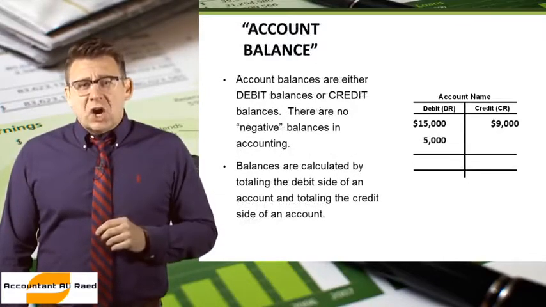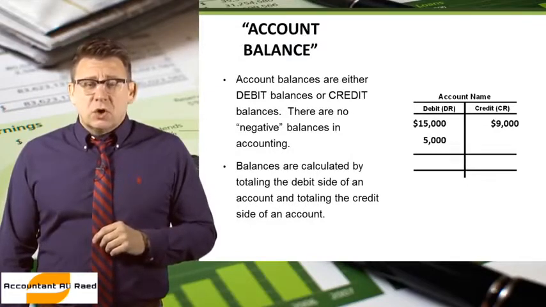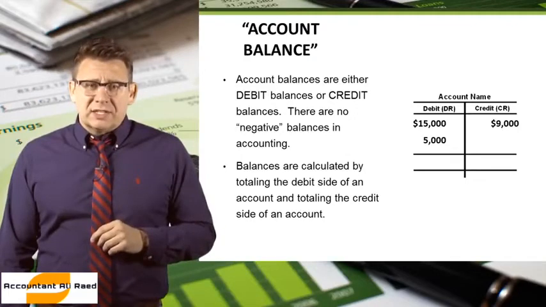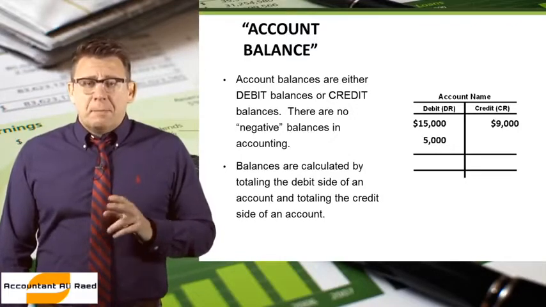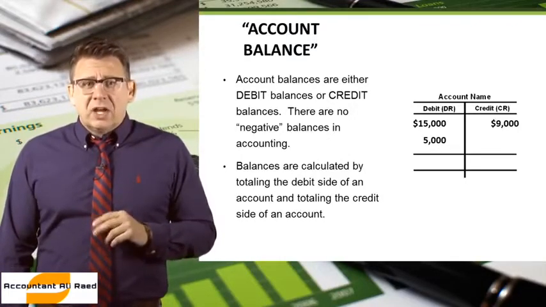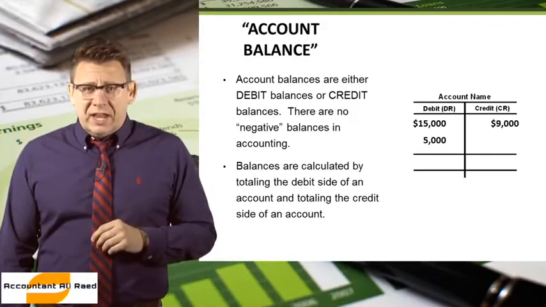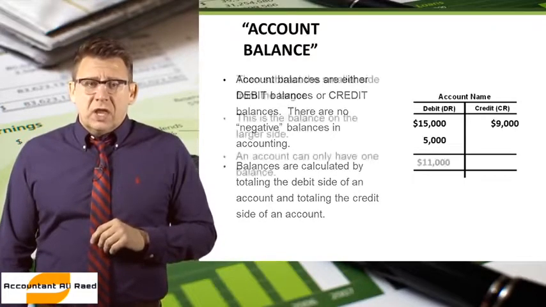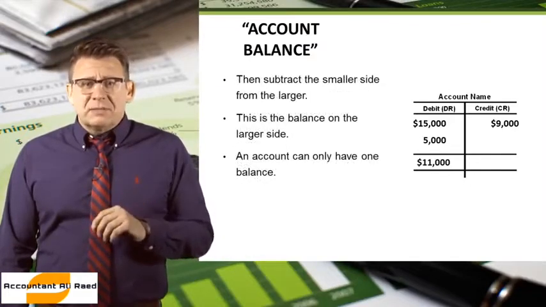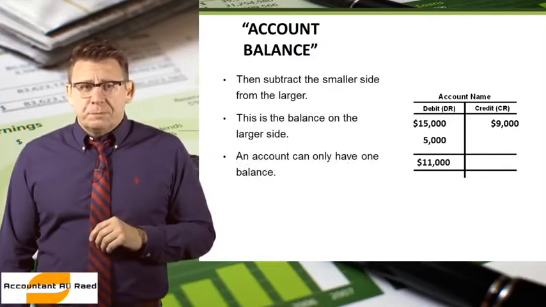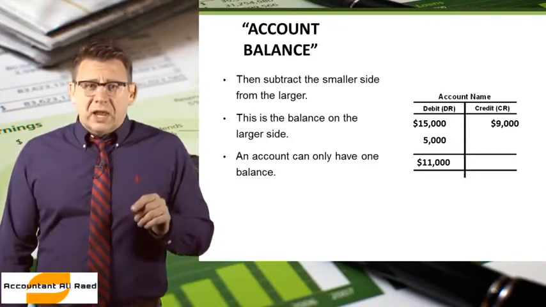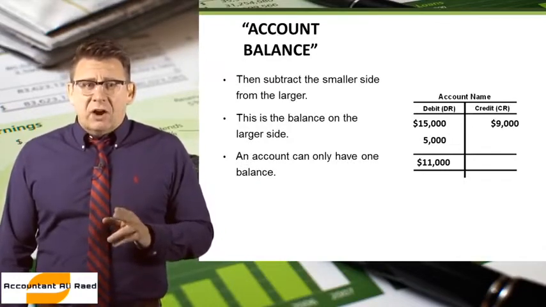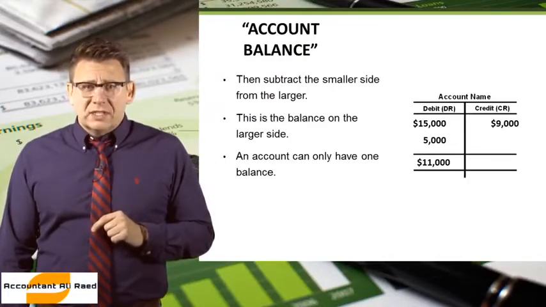Account balances are either debit balances or credit balances. There are no negative balances in accounting. Balances are calculated by totaling the debit side of an account and totaling the credit side of the account. Then we subtract the smaller side from the larger. This is the balance on the larger side. An account can only have one balance.